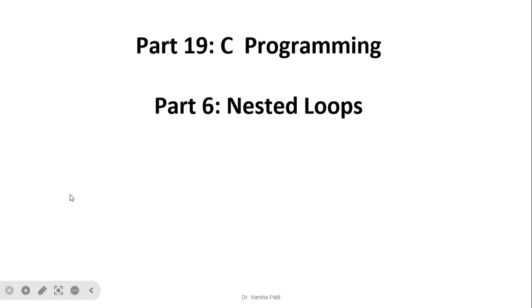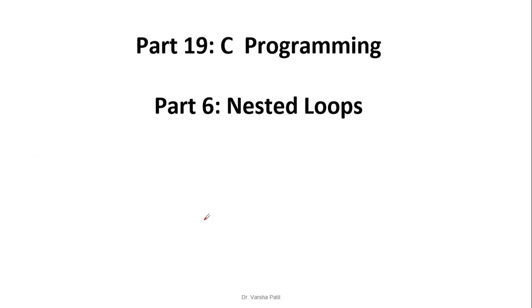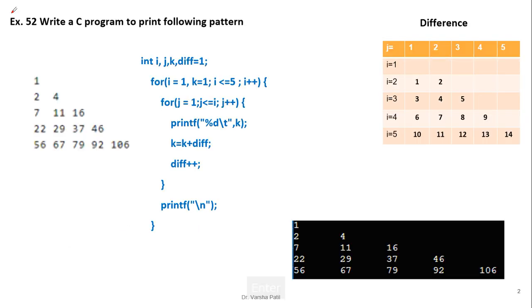This is the 19th video on C programming, and in this video I am going to explore more problems of nested loop. Now let us start. Problem number 52. Write a C program to print the following pattern.